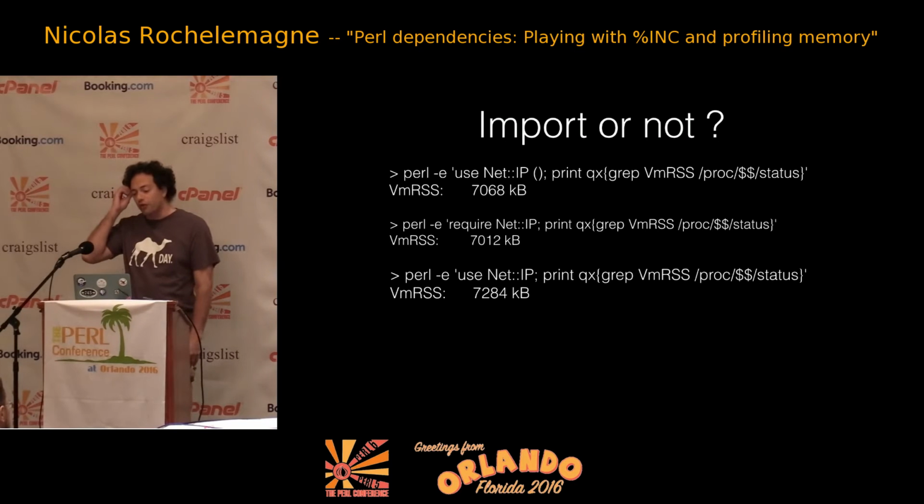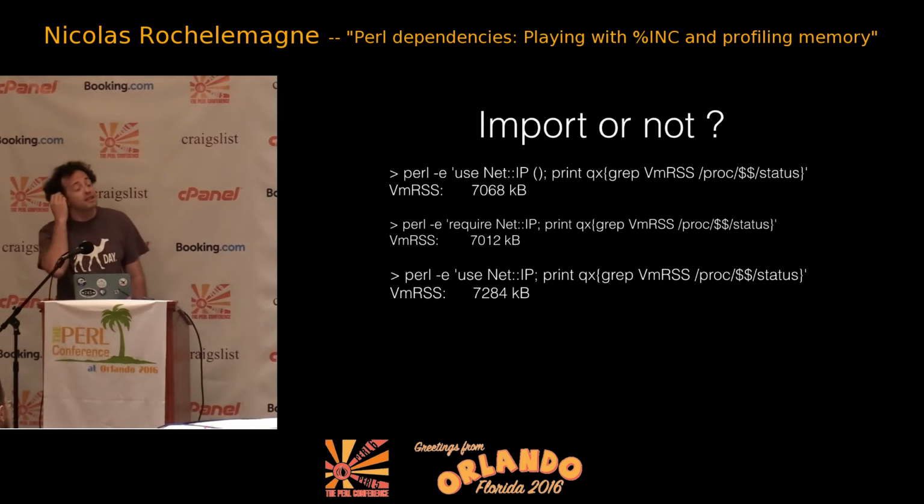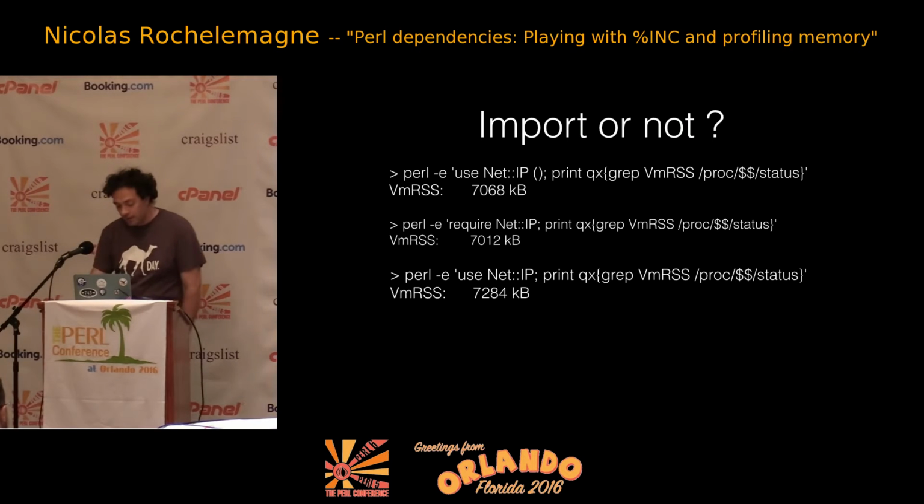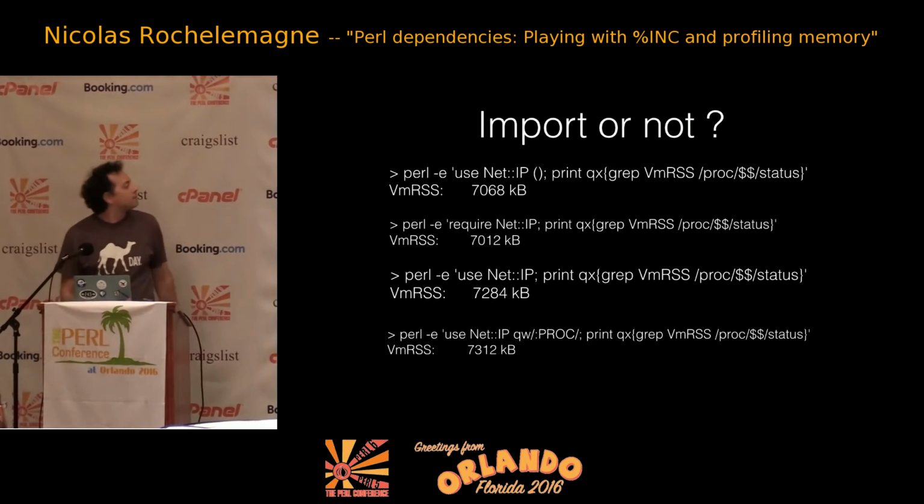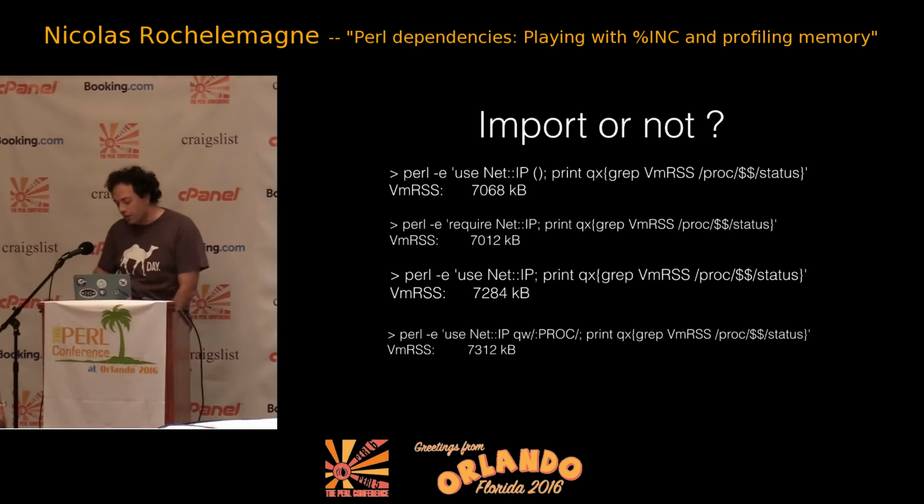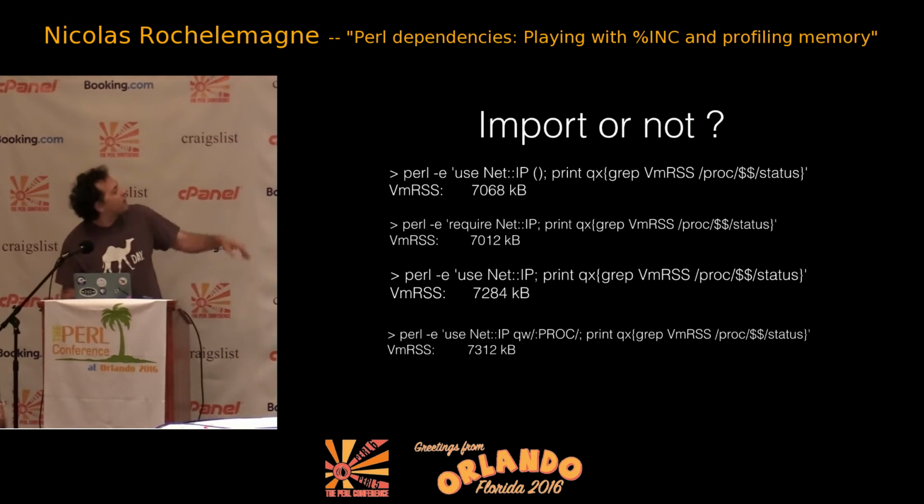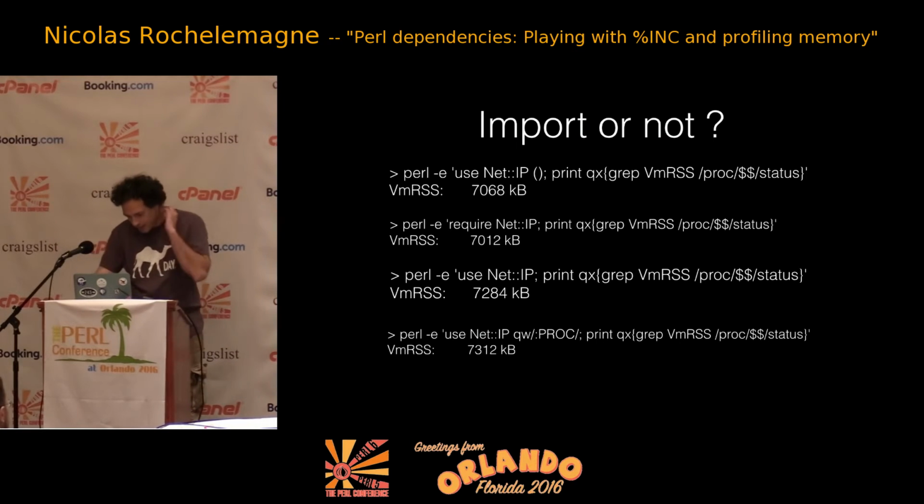Now I import functions from Net::IP. I import, in fact, the default functions from Net::IP. Memory is slightly bigger. And now I say import whatever I can. In fact, I need to say :PROC, not all, in Net::IP. And this is, again, a little bigger. I could have probably found a better sample than Net::IP, but I just used this one.